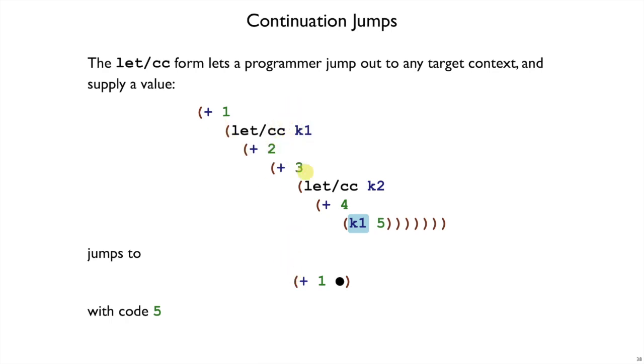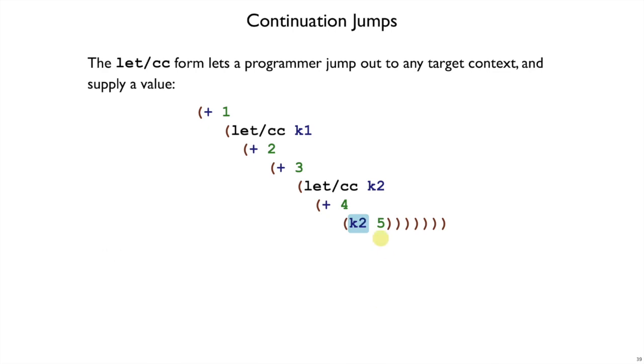And then the program continues, but eventually it calls k1 on 5. So we've captured a continuation, but we're going to treat it like a function. We're going to apply it to the number 5, and that causes the continuation to be restored to plus 1 dot, and 5 dropped in as the result. So we continue and get 6 in this case.